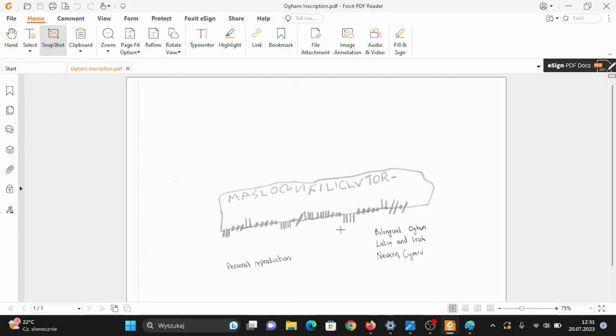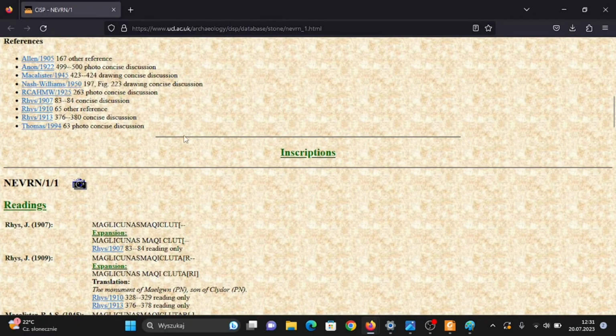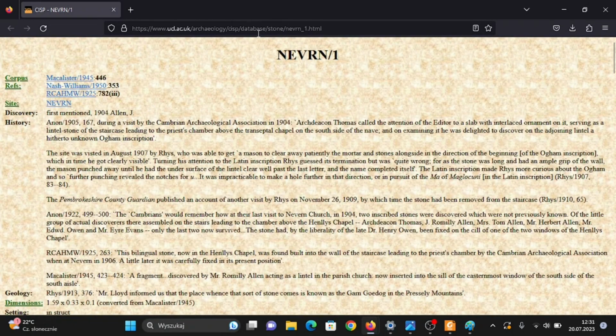When I took my copy down, the Ogham would have been done on the kind of seam on the corner of the monument. Before we get into translating it, we can learn a little bit about it, because I think UCL has this website, which is a database of Ogham inscriptions. It might be all inscriptions in the British Isles and Ireland. And we have some information about it here. Nevern is presumably the place where the monument is.